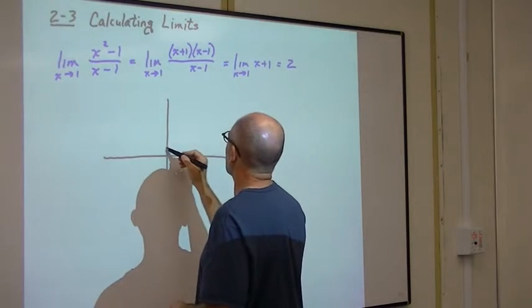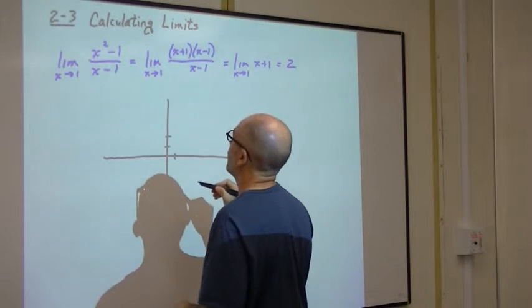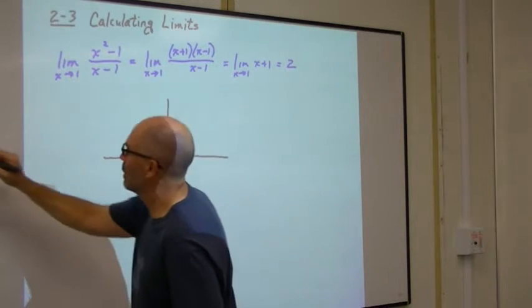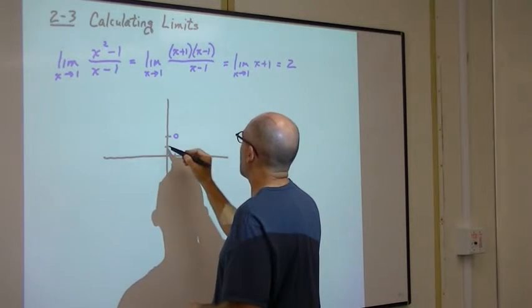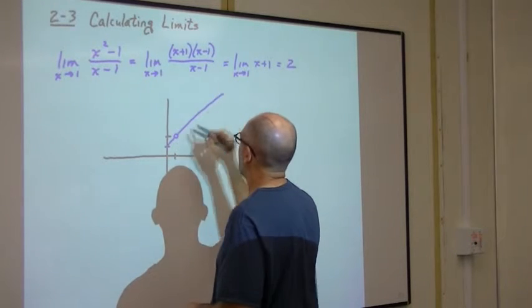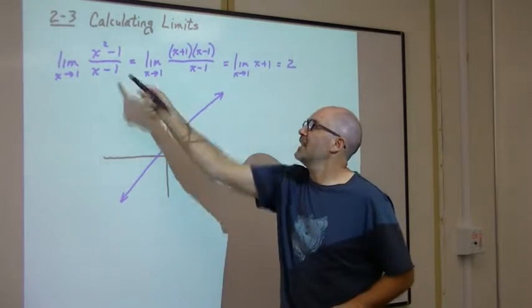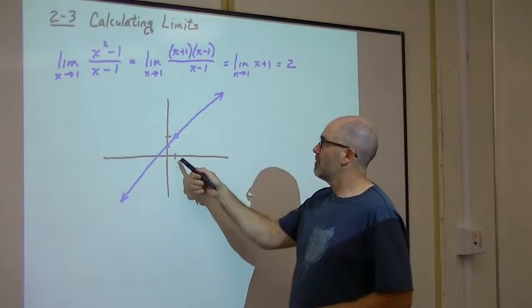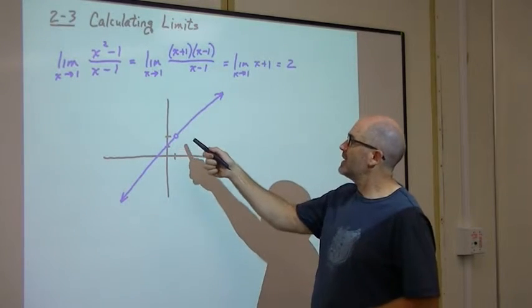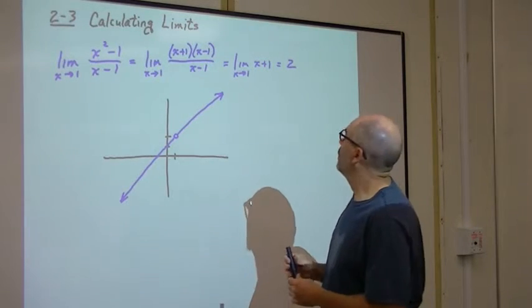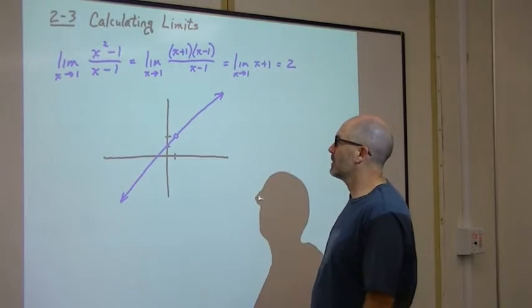Y equals x plus 1, and at x equals 1, it's undefined. So basically I have a hole right here, but otherwise this is a linear function, except the value at x equals 1 is going to be 2, but it's undefined there. So it's the same thing as y equals x plus 1, only it's undefined at x equals 1.